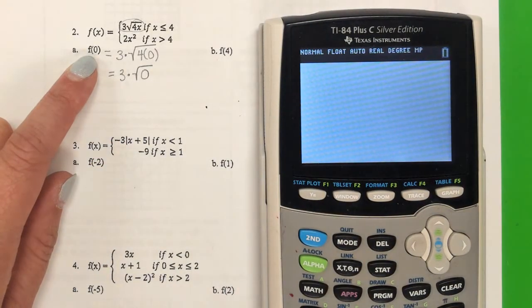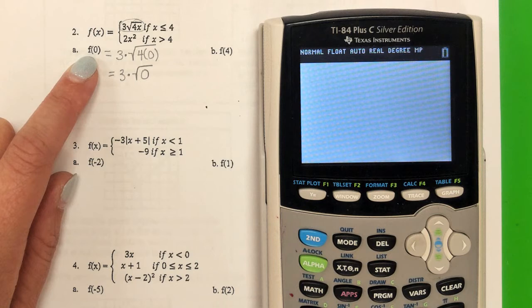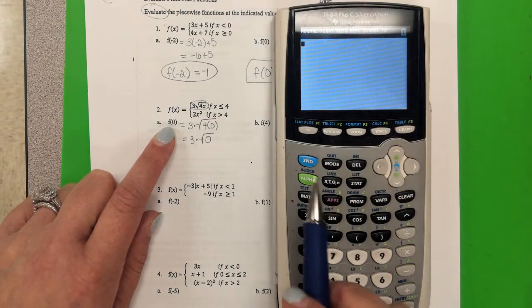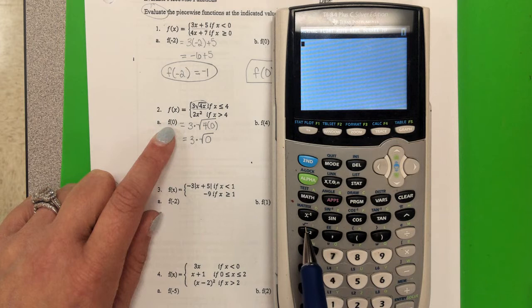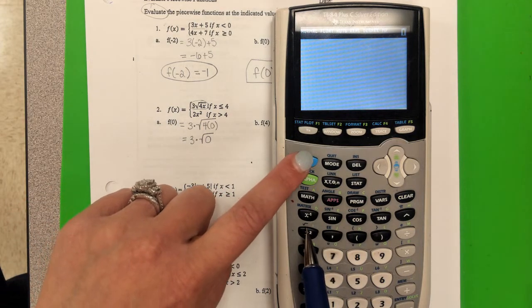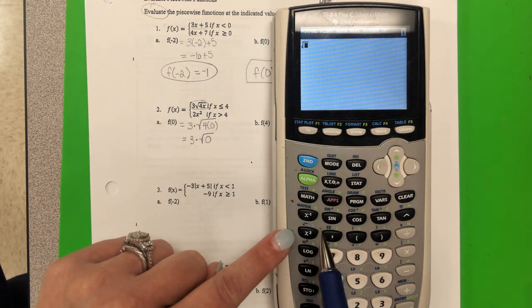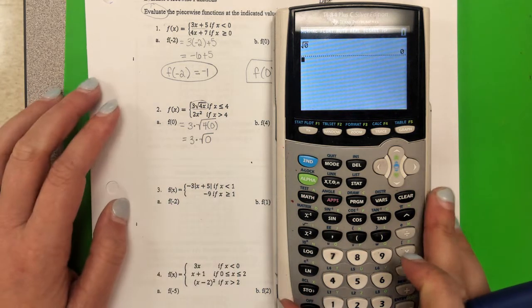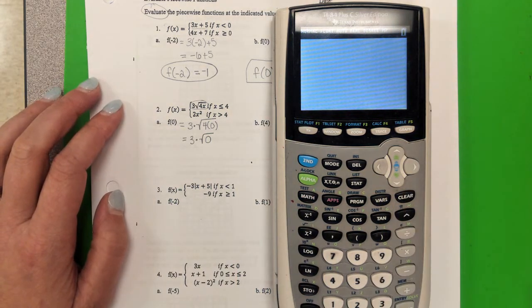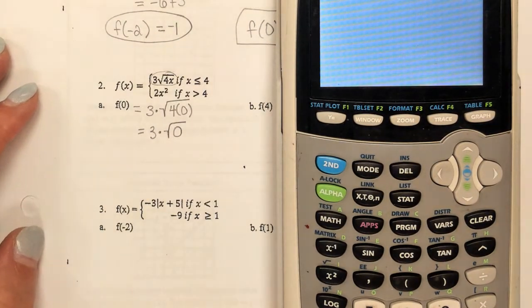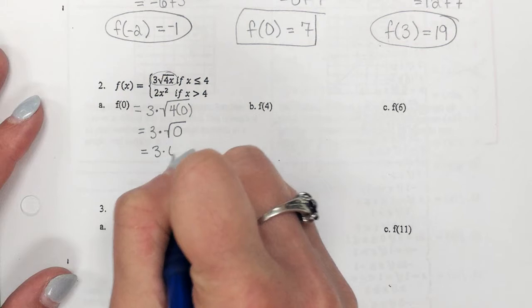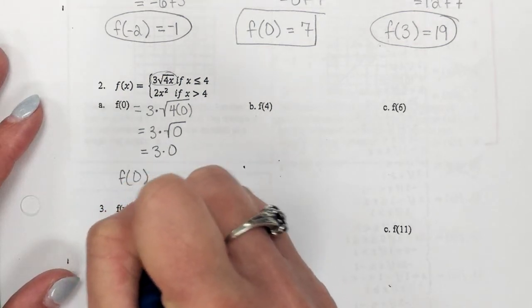All right, if you plug that in your calculator, I'm going to make the screen a little bigger so you can see. All right, your square root button is right here. Okay, it's in blue, so you hit the second and then the square root button and 0, and you still get 0. Okay? All right, so then let me zoom this back in. Hold on. All right, so you have 3 times 0, which is just 0.